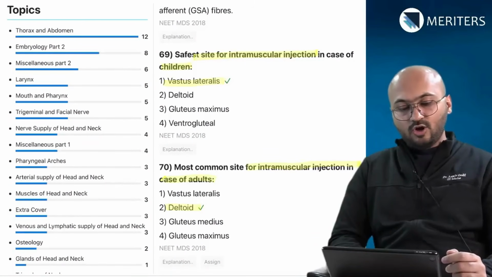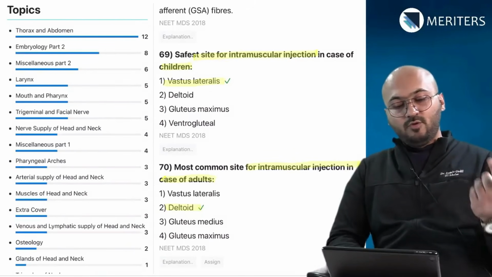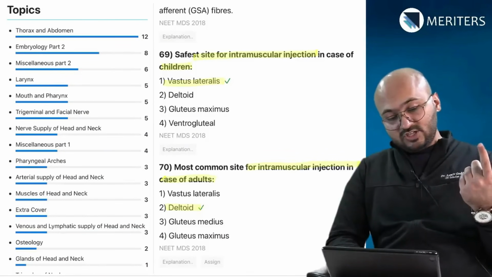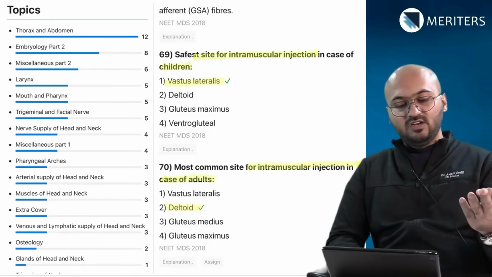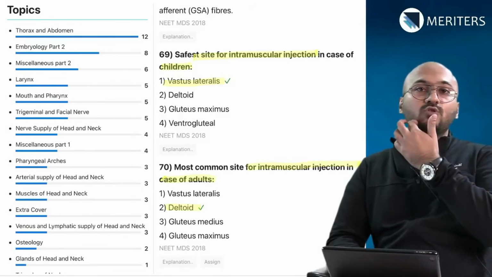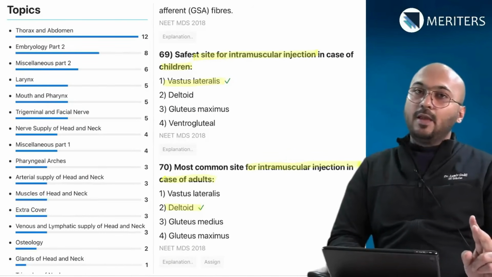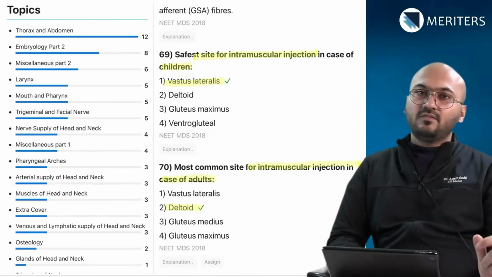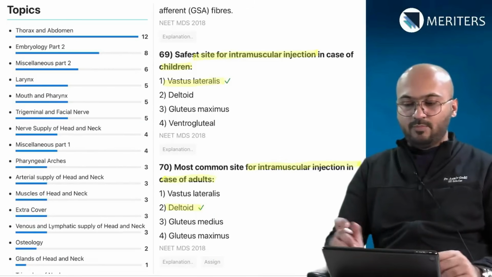And we see that a lot of questions appear firstly from thorax and abdomen, from embryology, and all the structures in and around the mouth. So larynx, pharynx, trigeminal and facial nerve, and nerve supply of head and neck, and arterial supply of head and neck. So everything around the face is important, everything around the mouth is important, and embryology, the development, pharyngeal pouches, and the initial part of development is all very important.